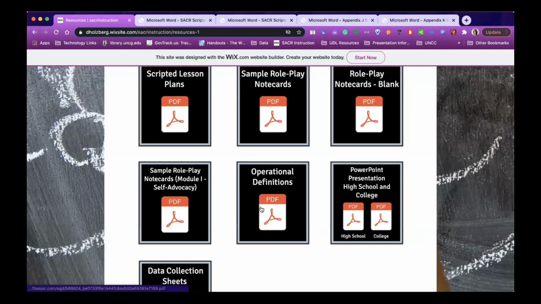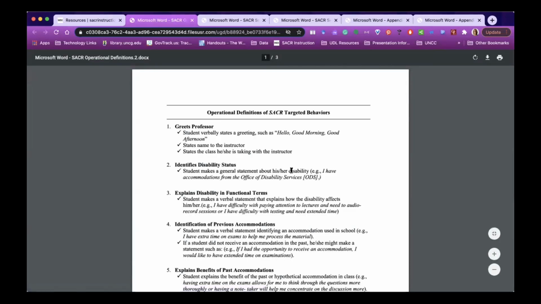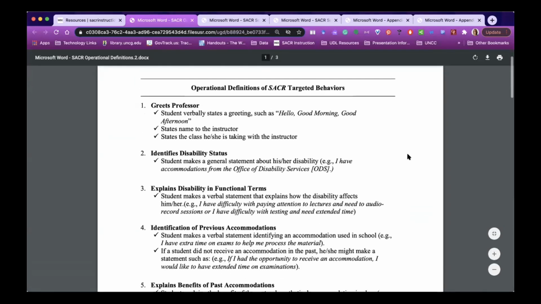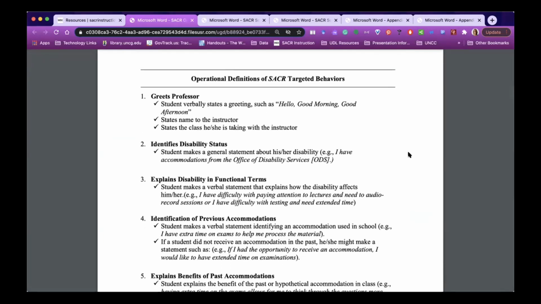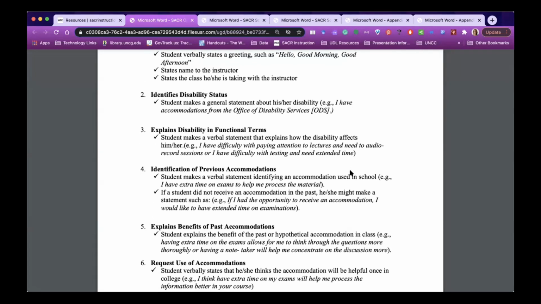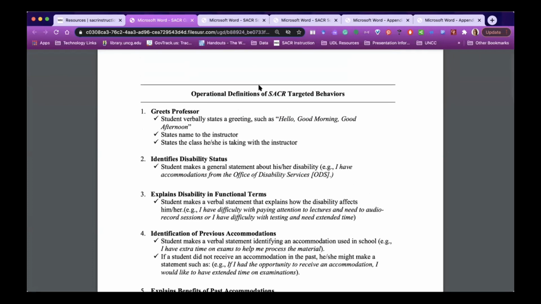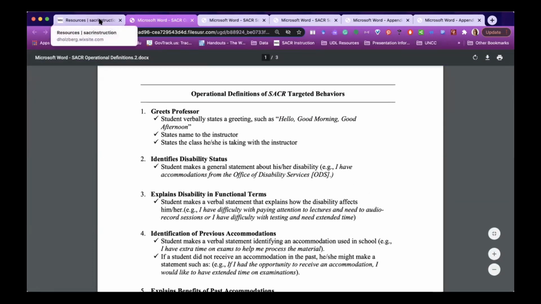Okay, I've included the operational definitions, which just gives you an idea of exactly what the target behavior would look like. So we really just want them to say a greeting, hi, state their name and the class that they take so that the instructor has context. And so you can go through all of these and see what counts or what the definition is, as it needs to be used.